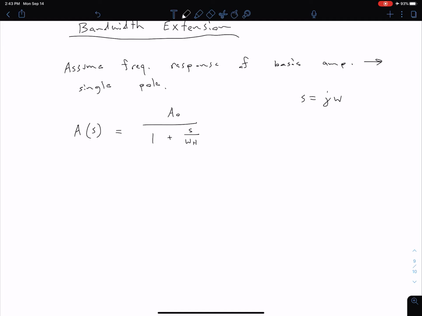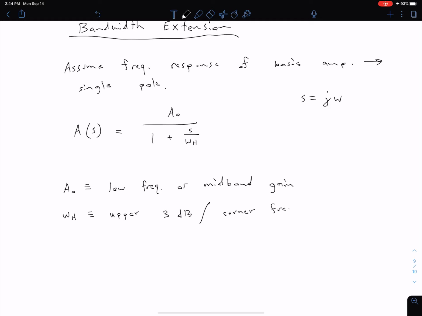So this implies that we have some type of frequency information going on, and that's relevant because we're not always going to be dealing with DC signals. In fact, more often than not, we're going to be dealing with something that has some frequency. The other thing is this A naught term, which is going to be our low frequency or mid-band gain. And this omega H we can think of as our upper 3 dB frequency, which we can also call our corner frequency.